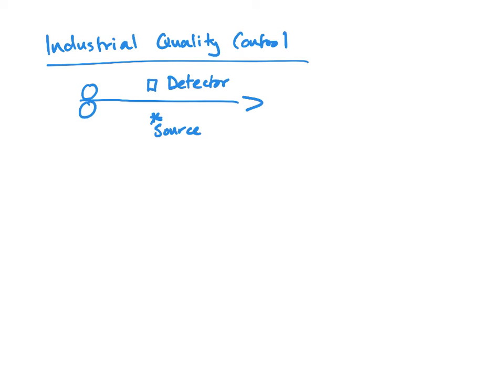And if the thickness changes, if it gets thicker, then less radiation will get through. If it gets thinner, more radiation will get through. And then you can send a signal back to the rollers. If the paper's getting too thick, push them a wee bit closer together. If it's getting too thin, separate them out a wee bit. So a source and detector. And this is just one example. You get lots of variations in this. I can't cover every single one.